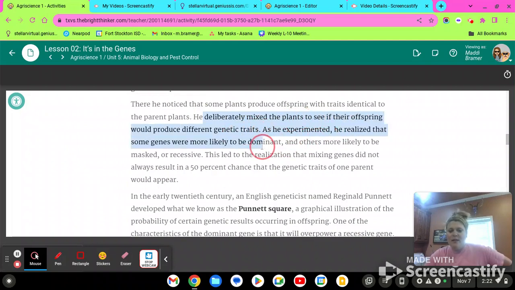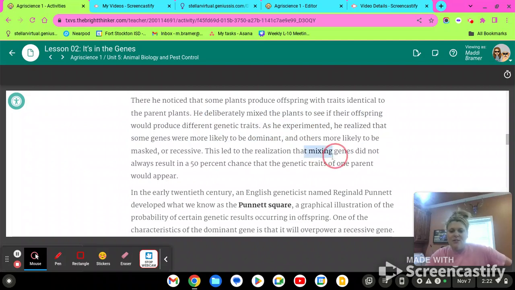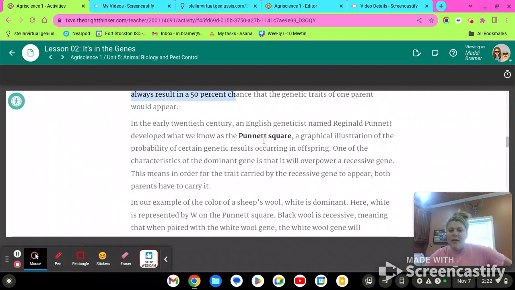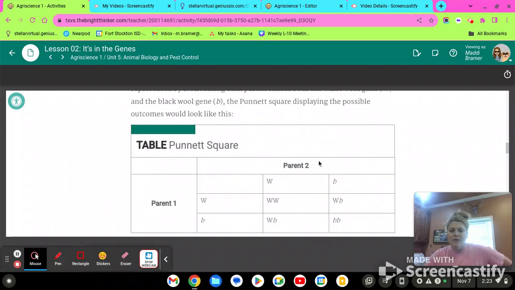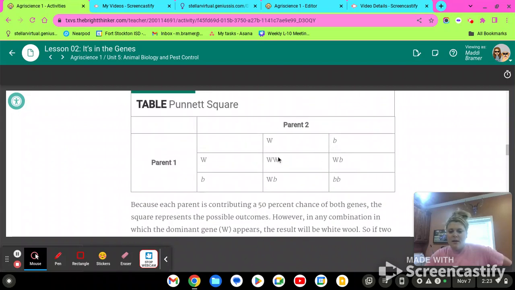And as he experimented, he realized some genes were more dominant and some were recessive. So this led to a realization that mixing genes did not always result in a 50% chance. And that's why eventually Reginald Punnett came up with the Punnett square. Okay, so here's a good example of the Punnett square, right? Y'all remember seeing this in biology?